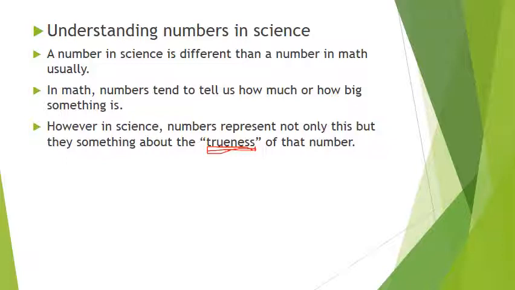So our numbers are going to be looking not just at how big or small our quantity is, but how blurry it is, or the opposite, how clear it is.